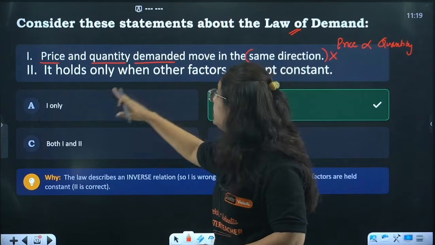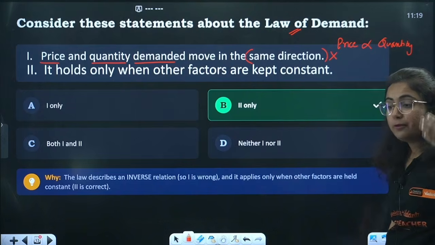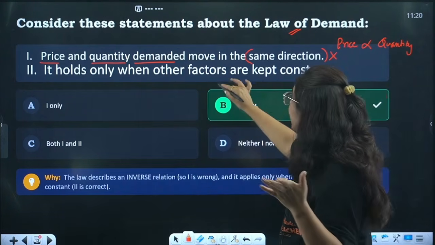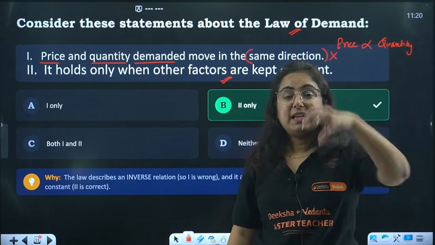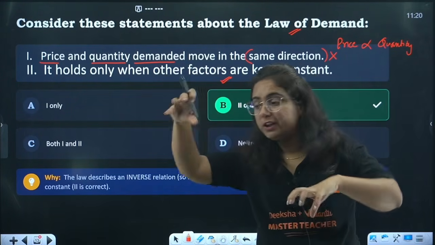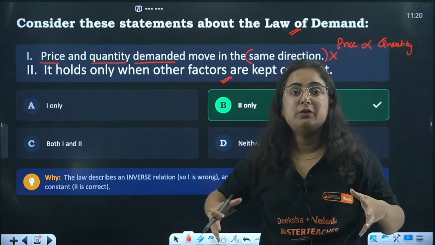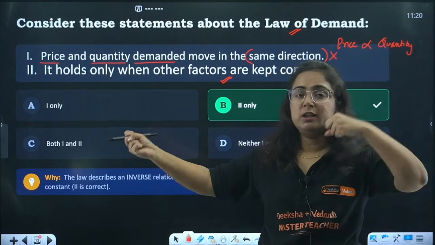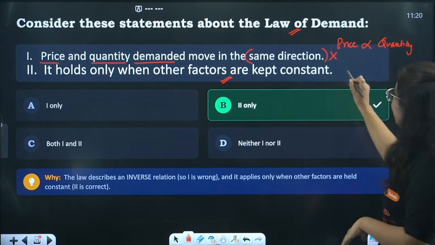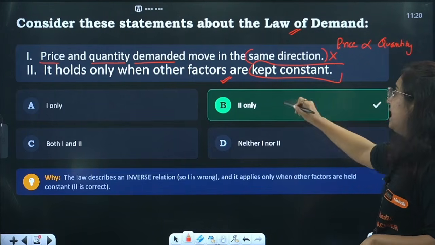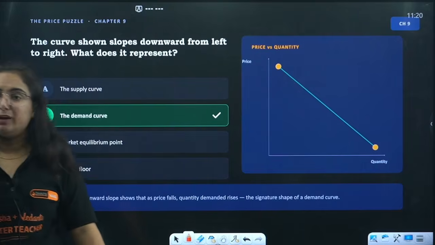Next is, it holds only when the other factors are kept constant. Yes, that's true. That curve holds only when the other factors are kept constant. Question is, ma'am, why? Because, beta, the other factors are different for different people, right? And we cannot make a collective curve seeing the differences in the choices of the people, and hence we are keeping the other factors constant. And 2 is the correct option for this question. Okay, clear? We have a lot more to do.